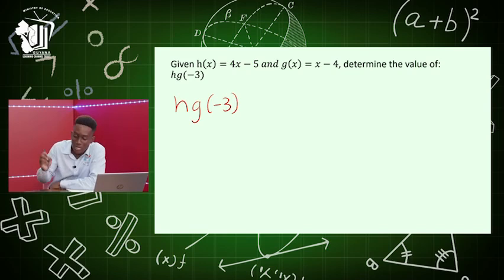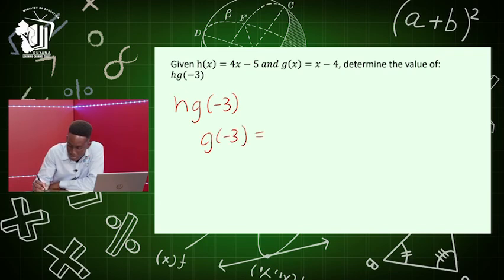What I will do is first find g of negative 3. And then I'll take that answer and substitute it inside the function h. So g of negative 3 would be, we see the function g of x is equal to x minus 4. So this would be negative 3 subtract 4, which would give me negative 7. So g of negative 3 is equal to negative 7.